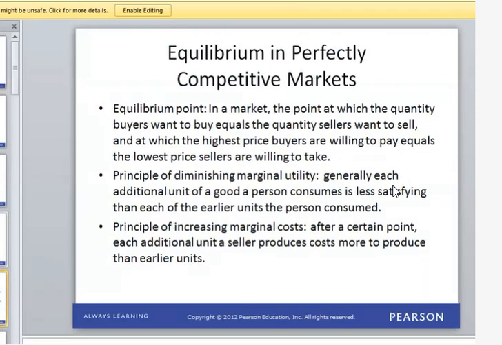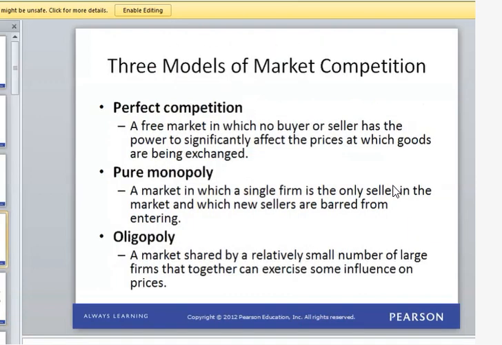Models of free markets: one is perfectly competitive market, the second one is monopoly, and the third one is oligopoly. Perfect competition, pure monopoly, oligopoly. Pure monopoly is talking about a single firm that controls the market.